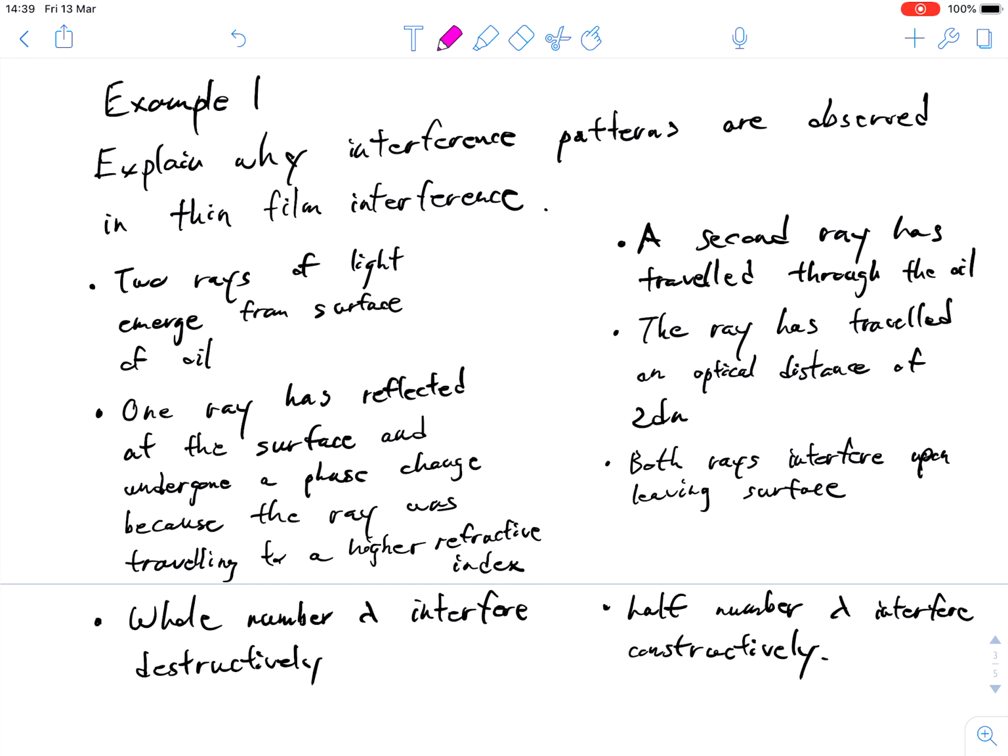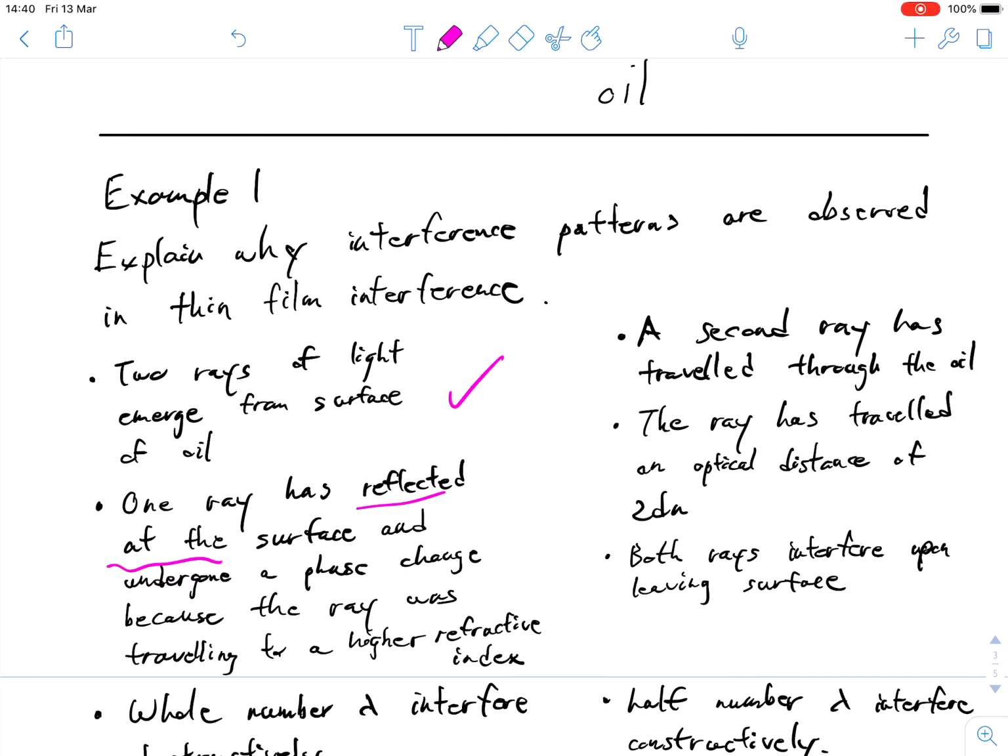Okay, so this is sort of just in words why interference happens in thin film. So first off, we need two rays of light emerging from the surface of the oil or the thin film, whatever it happens to be. One of the rays has to be reflected at the surface. So I think in my previous diagram, I made that red. Okay, so that's the reflected one. And then it undergoes a phase change. And this phase change you can describe as pi, 180 degrees, or you could say it's inverted. And it has to come from a lower index into a higher refractive index region.